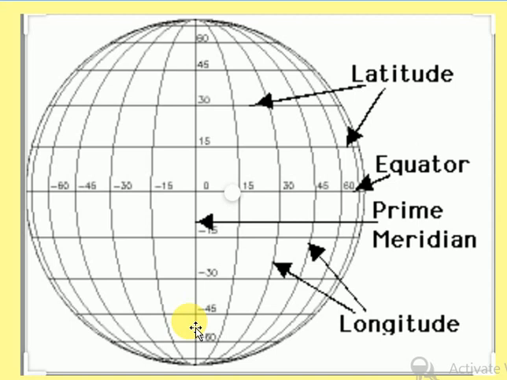Meridians of longitude and parallels of latitude intersect at right angles. So they intersect at right angles. You see, they all intersect at right angles.